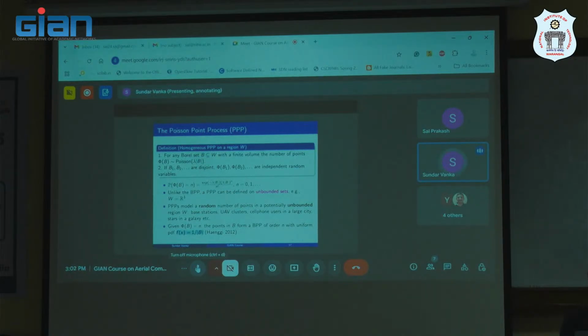So for example, if B is a square of length 1, then what you're saying is, given that there are 5 points in that square, those 5 points are independently drawn uniformly randomly from that square. Now it's clear? Given that there are 5 points, they are uniformly randomly drawn. So this condition is important to understand that fact. Thank you, sir.